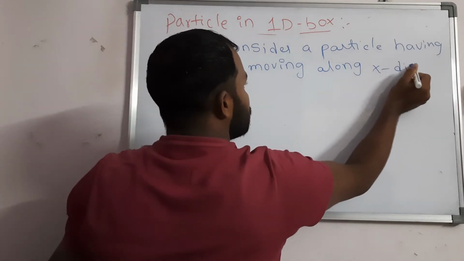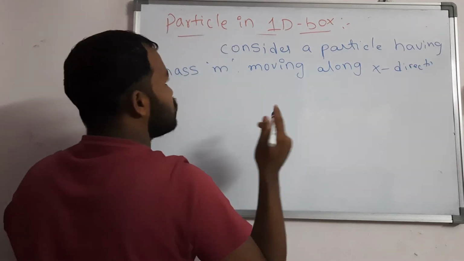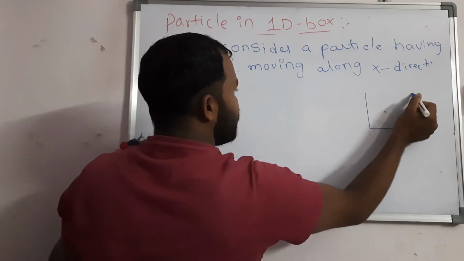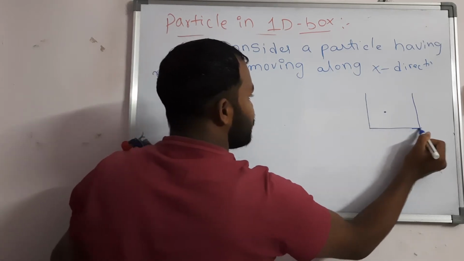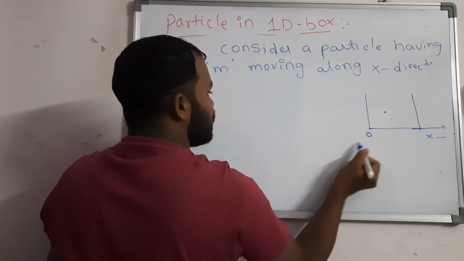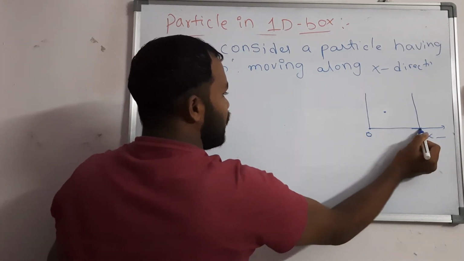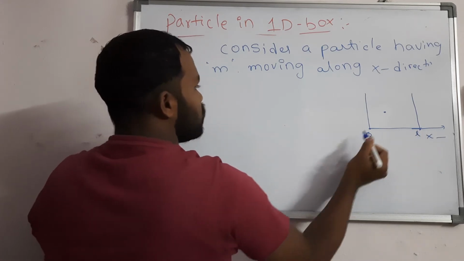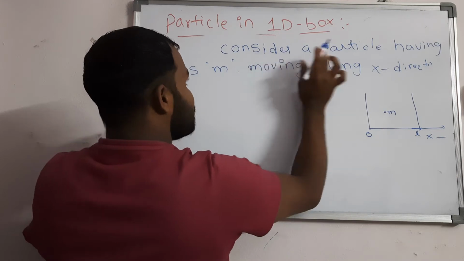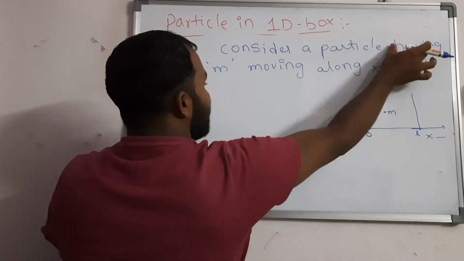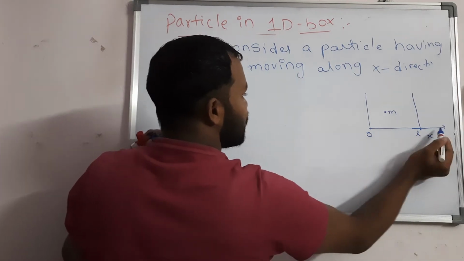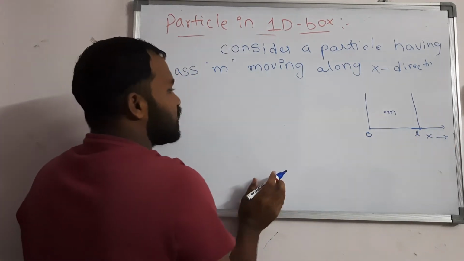You should write here, this is the particle, moving along the x direction. This is the 0, the limits of the box: the box starts at 0 and the length of the box is L. This is the particle of mass m moving along the x direction. This is the x direction.